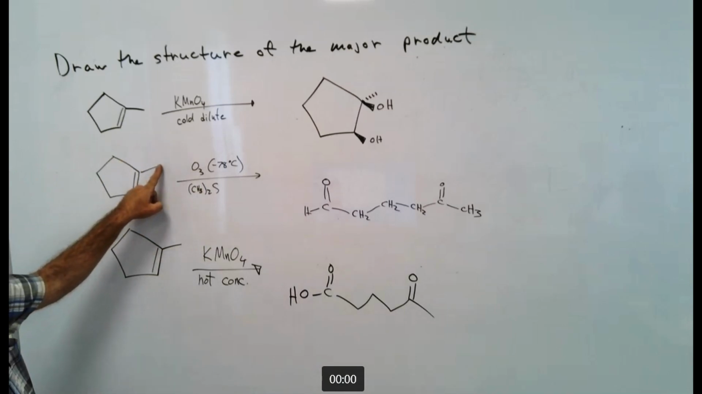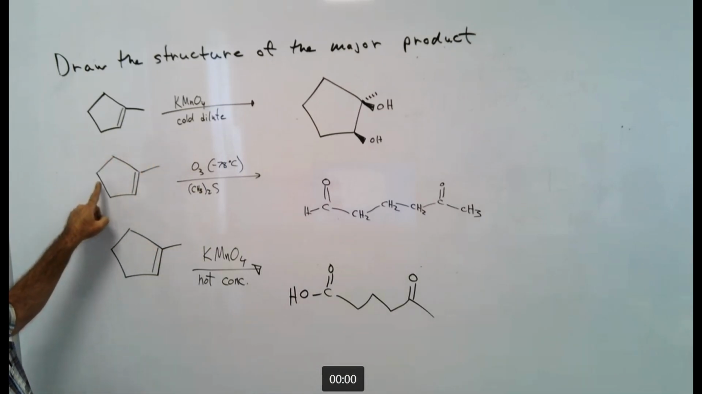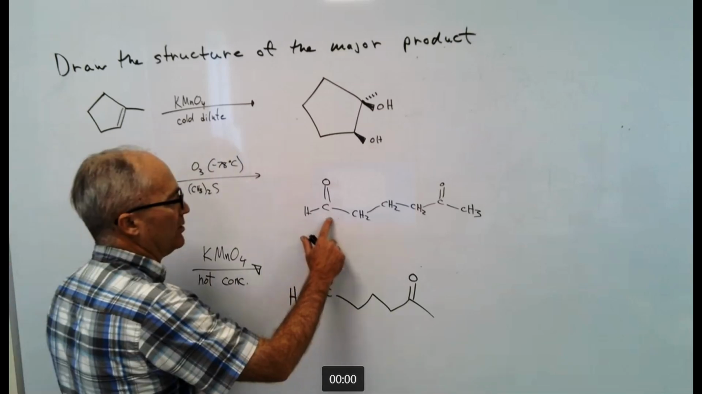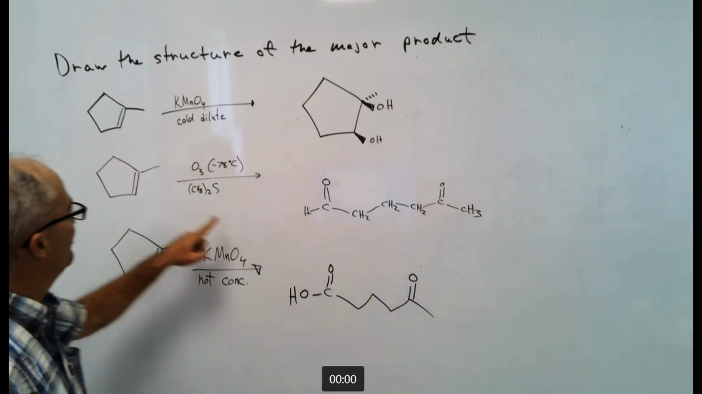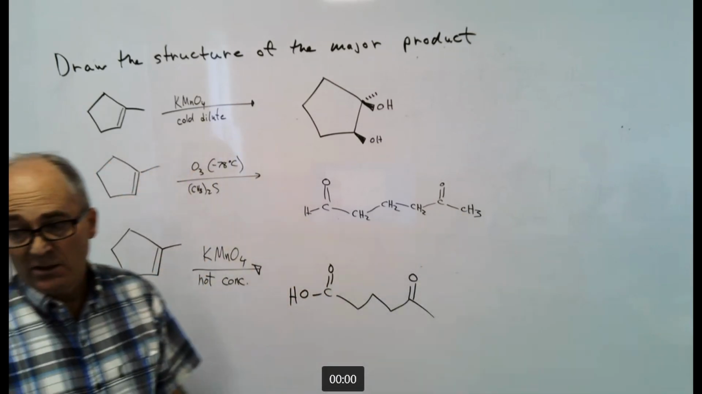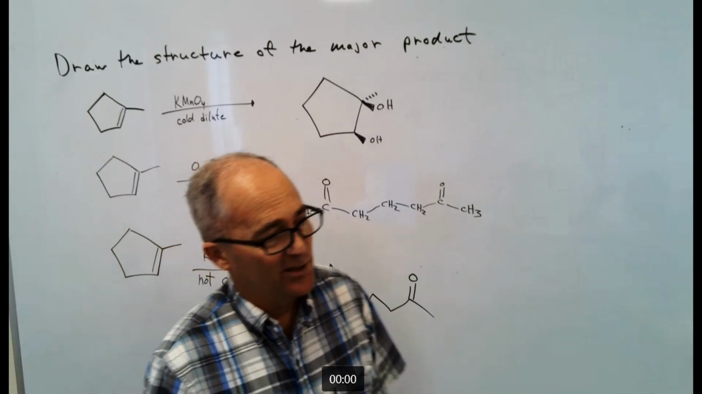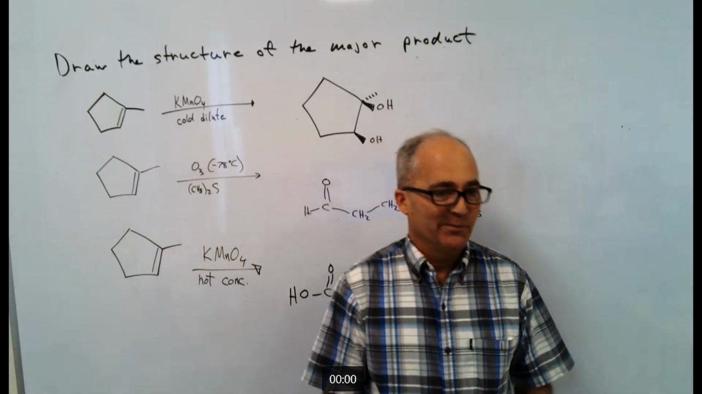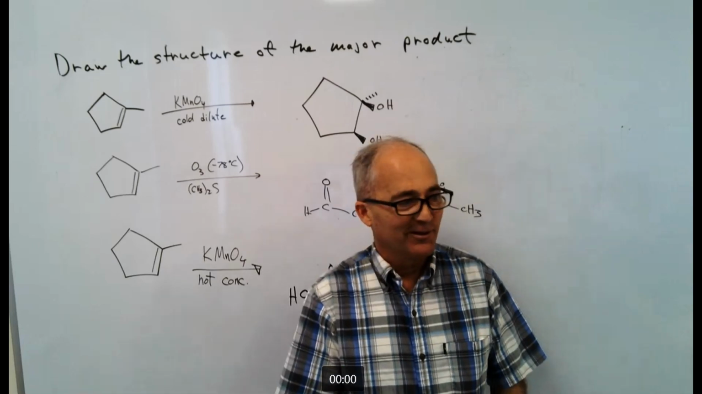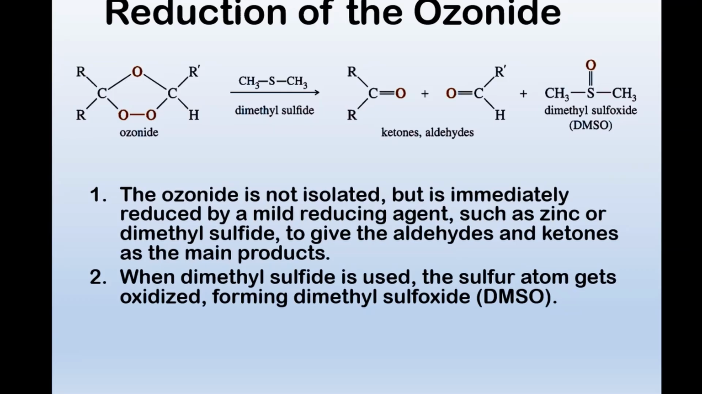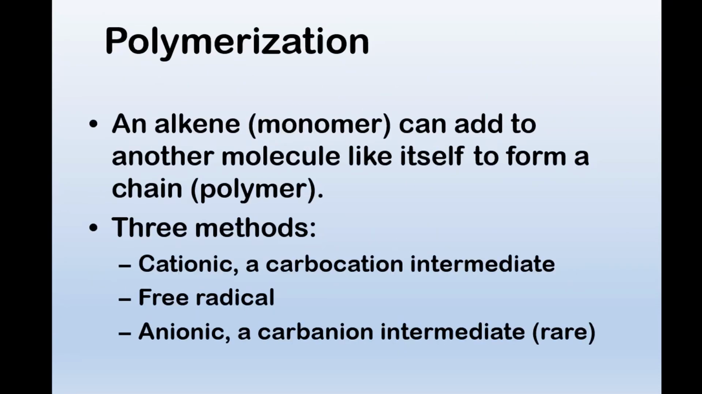So we should have 1, 2, 3, 4, 5, 6 carbons. This methyl group is the methyl group there. So ring openers and ring closers are some of my favorite reactions. Ring opening, ring closing, lots of fun. Yeah, that was the last two things. Reduction of the ozonide.